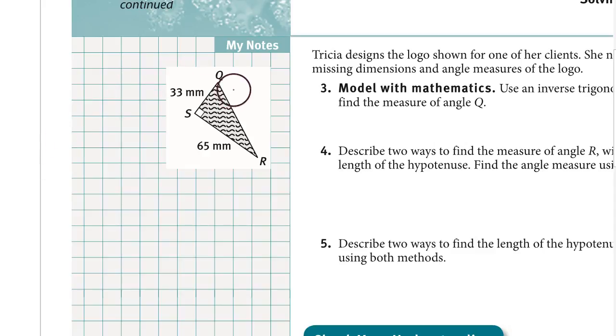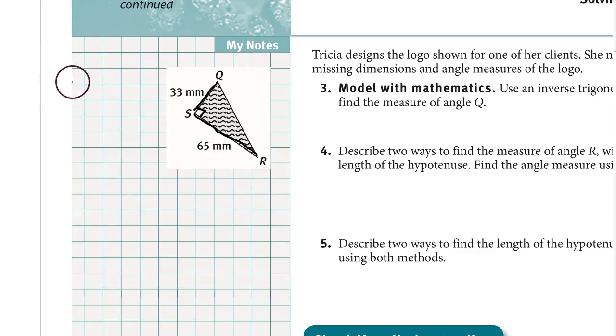Here on the side of the screen, we have a right triangle drawn. Side QS is known as 33 millimeters. Side SR is known, it's 65 millimeters. Angle S is known, it's a 90-degree angle. If we want to solve this triangle, we have to figure out all of the unknown parts of the triangle.